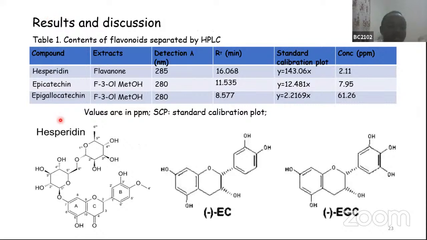Results and discussion. 3 flavonoid compounds were detected from the flavonoid extract. Hesperidin was detected from the flavanones with a concentration of 2.11 parts per million. Epicatechin and epigallocatechin were detected from the flavanols, all in the methanol fraction. Among the 3 compounds detected and identified, epigallocatechin had the highest concentration of 61.26 parts per million.